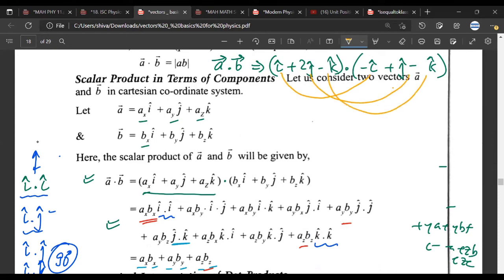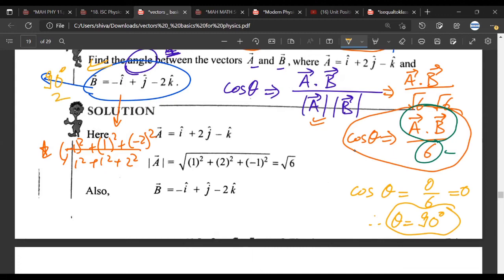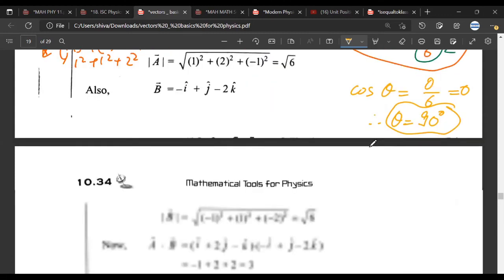That is it. So minus 1 plus 2 plus 1 is equal to 0. Am I clear? Yes, sir. So what does it mean for our answer? Cos theta is equal to 0 upon 6 is equal to 0. Therefore, theta is equal to 90 degrees. Therefore, these two vectors are 90 degrees with each other. Ms. Avantika, am I clear or not?